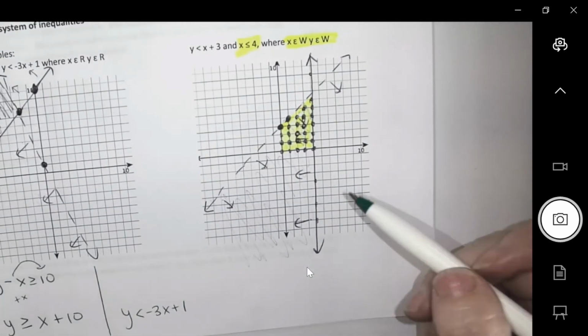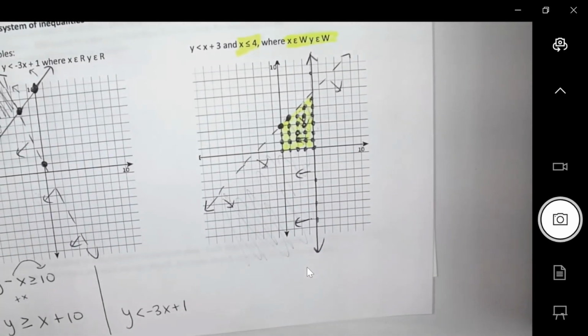So this, I'm not sure if you're going to run into this word. It's called stippling or something like that. If you run into that word, I'm not sure if it says it in your book or not.